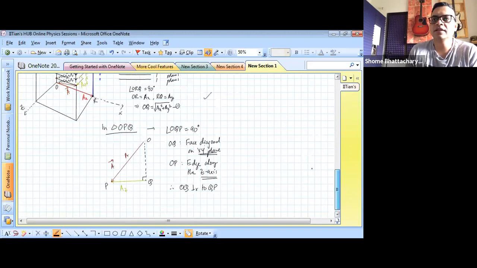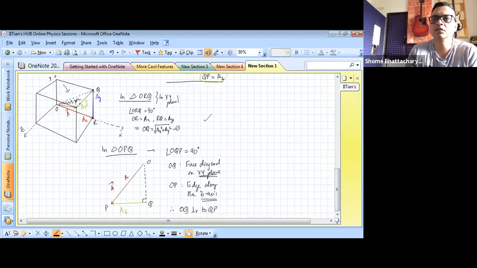Just imagine you are looking at this shaded triangle OQP. P was this point over here. Looking at this from that side, from this side you're looking at it, this angle will appear. That angle will be 90 degrees because of this reason.